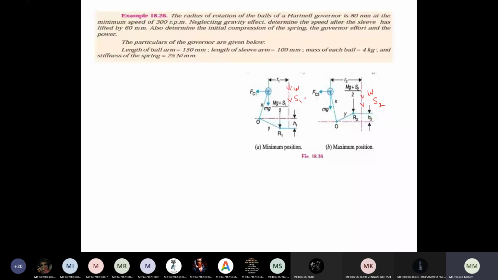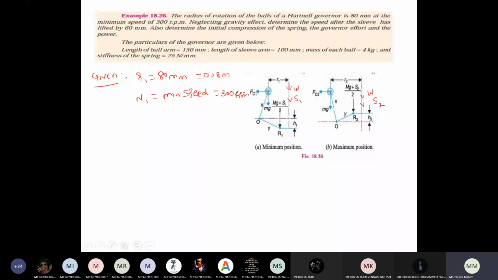Now write the given data. What is given? The radius of rotation R1 is equal to 80 mm, that is 0.08 meter. Speed of the governor: let us take it as N1, the minimum speed, which is equal to 300 rpm.